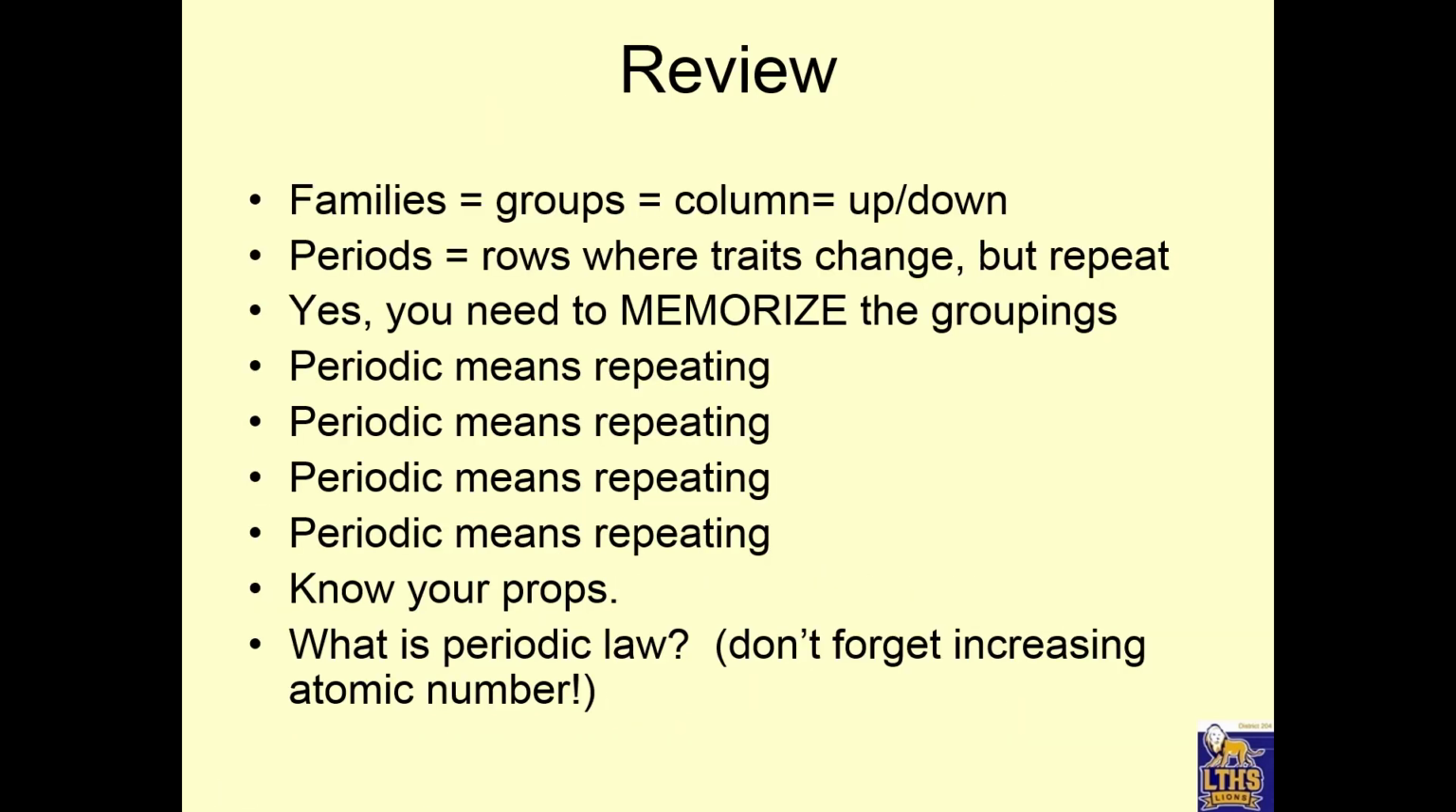So to review, families are groups and columns, up and down. Periods go across, and traits repeat. Remember what comes at the end of a sentence? A period. And so a period goes across the periodic table. Memorize the groupings, like the A groups, the names, that kind of stuff. Periodic means repeating. Know your properties and what the periodic law is. And remember, periodic law goes by atomic number.